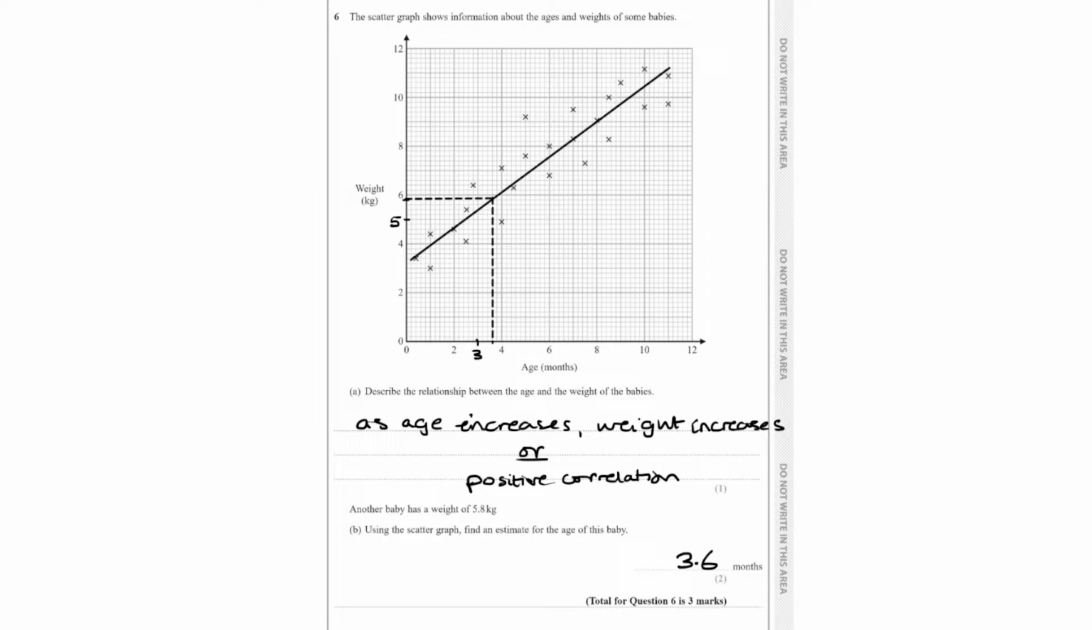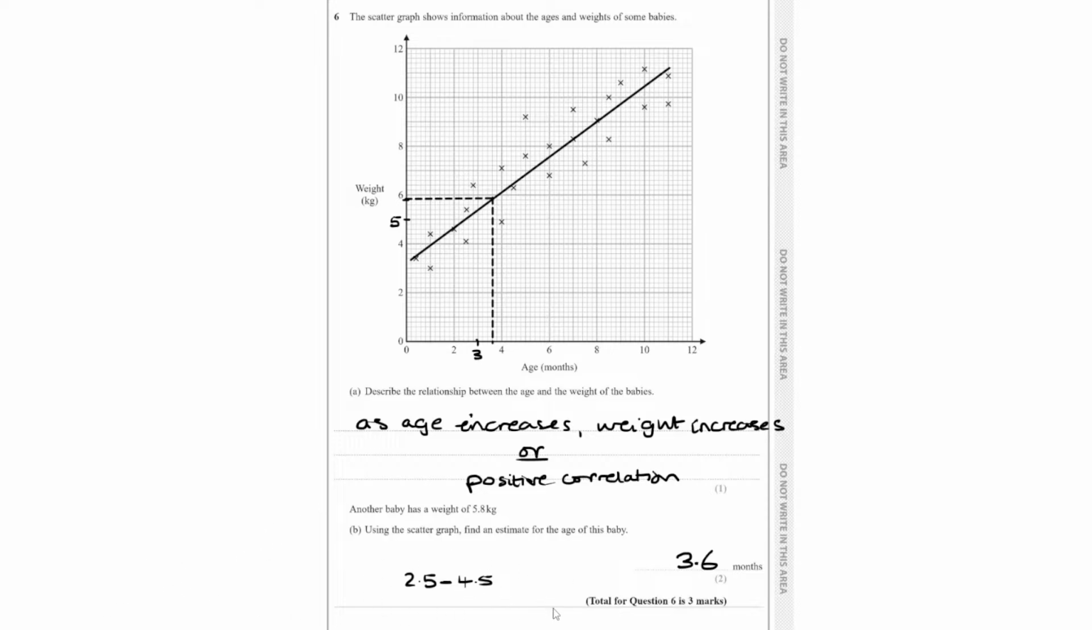That's fine. I'm just going to have a look at the mark scheme, because they obviously give you a range. Okay, so they've said as long as you get between 2.5 and 4.5 months.